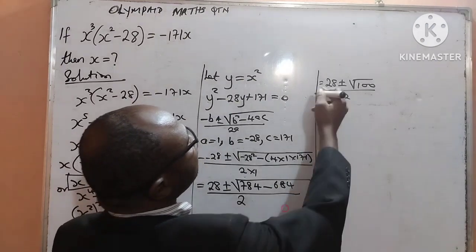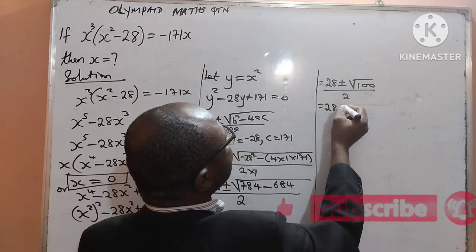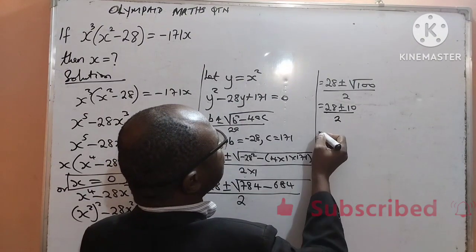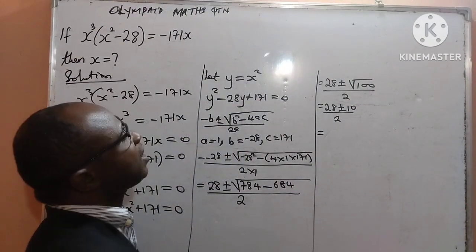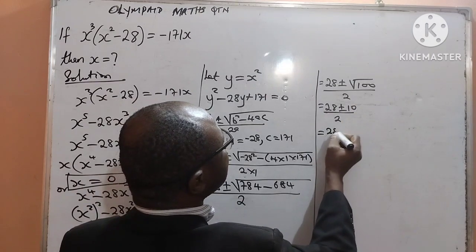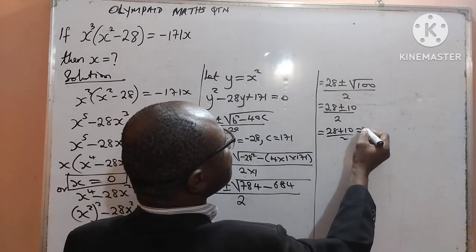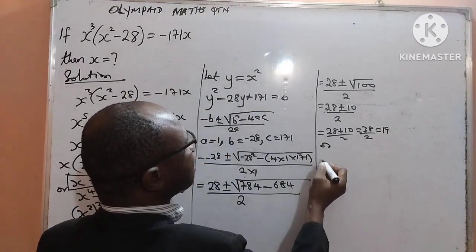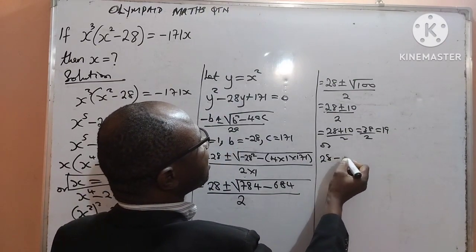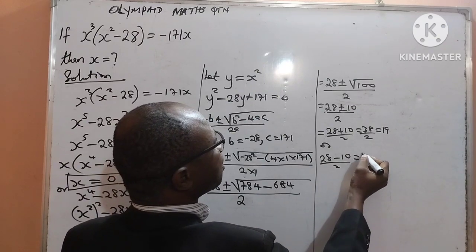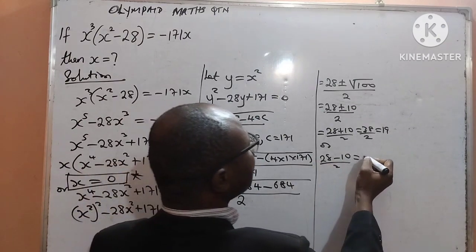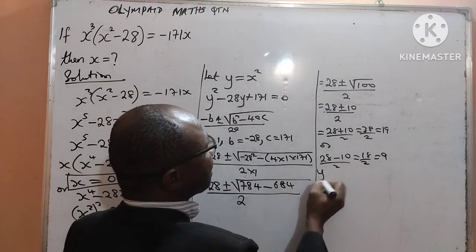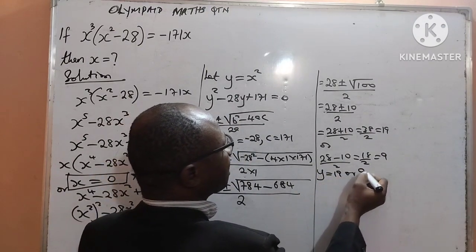And therefore, from here I can have 28 plus or minus 10, that is the square root of 100, all over 2, which is equal to, if I take plus, 28 plus 10 over 2, which is 38 over 2 equal to 19. Or I take minus, 28 minus 10 over 2, which is equal to 18 over 2, and that is equal to 9. It implies that y is equal to 19 or 9.